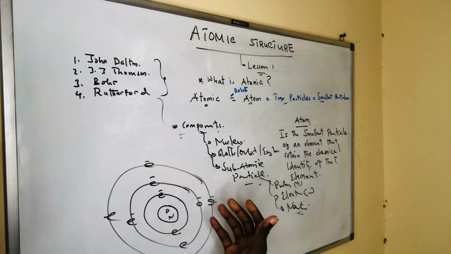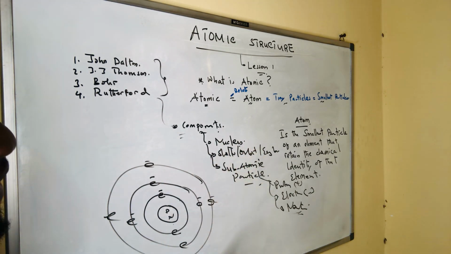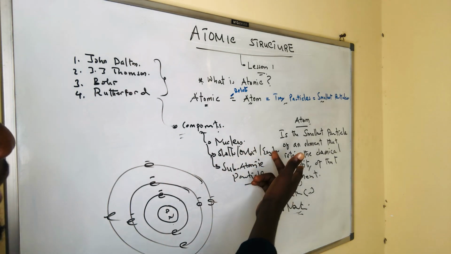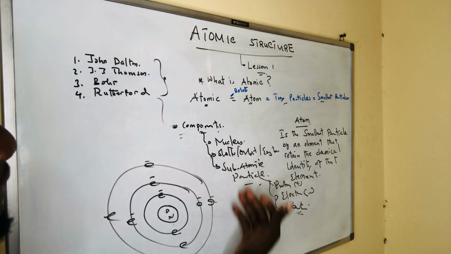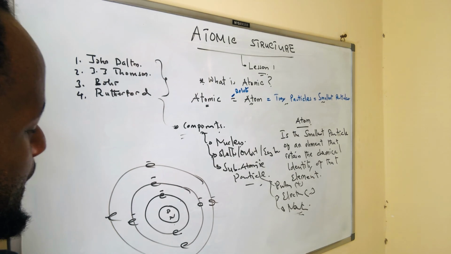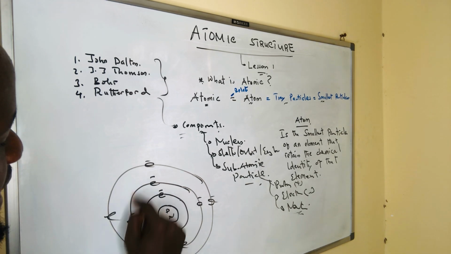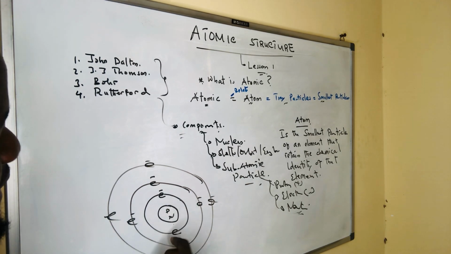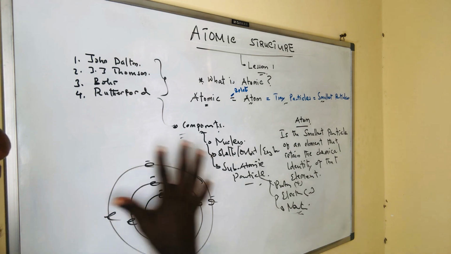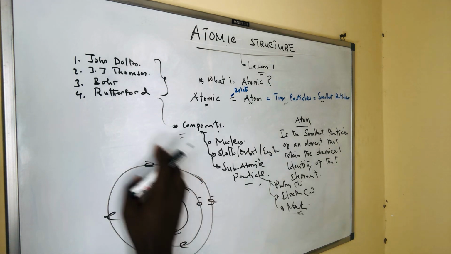Kwa hiyo ukiambiwa utaje component tatu ambazo zinaunda atom, utaambia nucleus, shells, au sometimes tunaziita orbits or energy level, na ya tatu tunaita subatomic particles which is protons, neutrons and the electrons. So protons inapatikana, it is found inside the nucleus, but the electrons are found outside the nucleus. Protons, it is a positive charge, and the electrons, it is a negative charge. But guys, hizi electrons in real sense zipo kwenye constant motion.